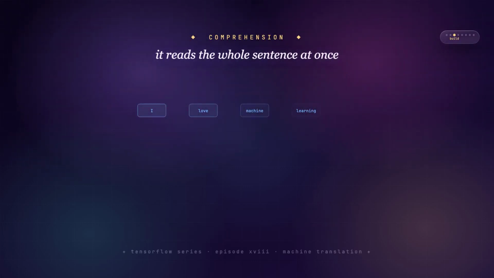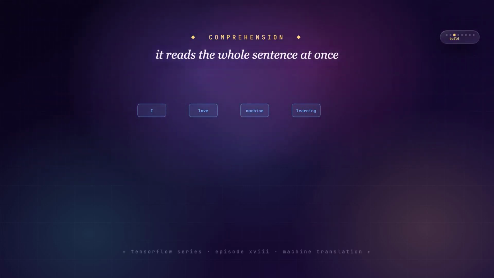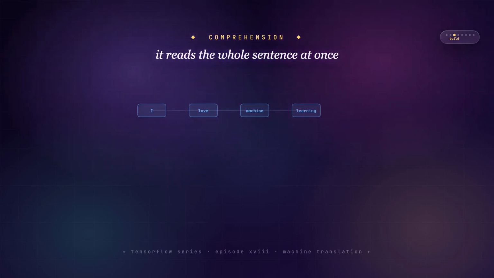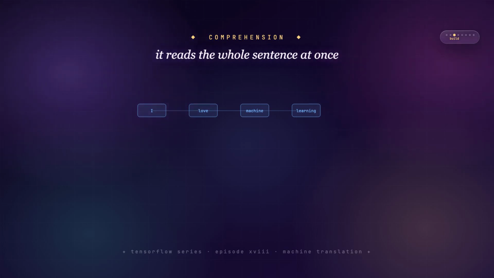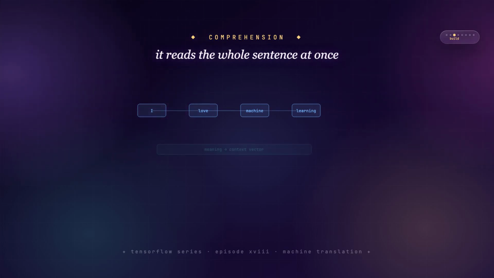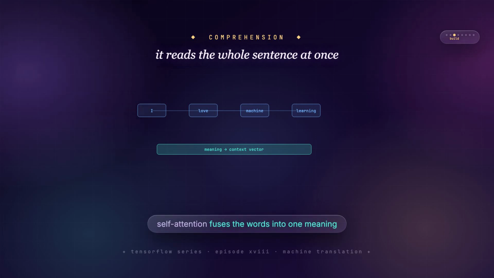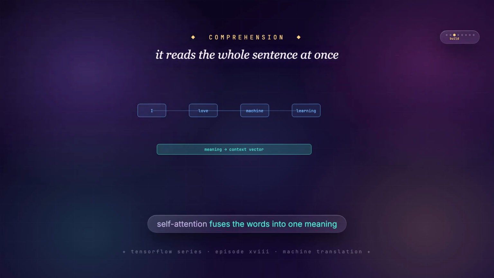The encoder's only job is comprehension. It takes "I love machine learning," looks at every word at once, and with self-attention it lets each word soak up context from all the others. Machine and learning fuse into one idea. What comes out the top isn't text. It's a context-rich numerical summary of the English, a meaning frozen into vectors.